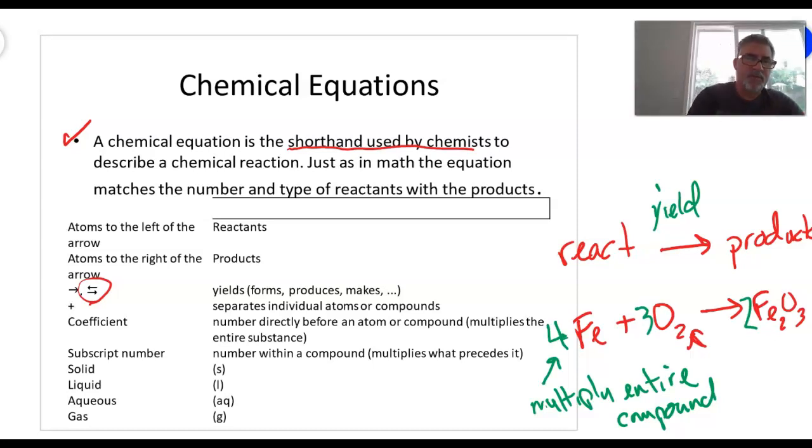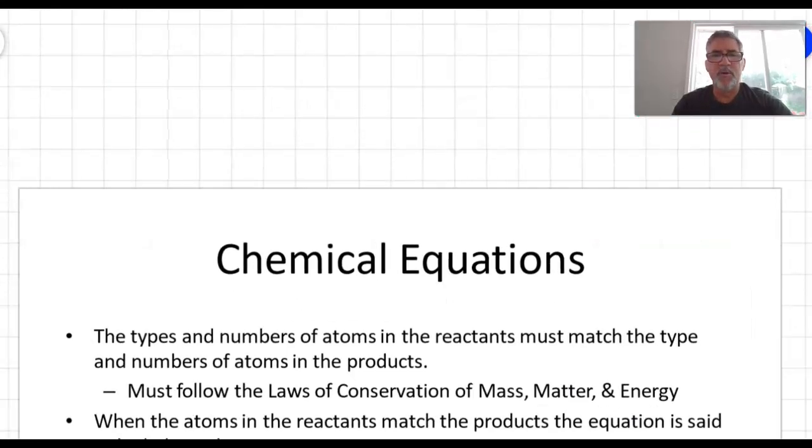I can also have what are called phase descriptions. If I was going to put a phase description here, iron comes as a solid, O2 comes as a gas, and iron 3 oxide is a solid again. So I could put phase descriptions on there, and those become important when you do what are called net ionic equations, but we're not going to do those in summer school. Okay, so we'll move on.